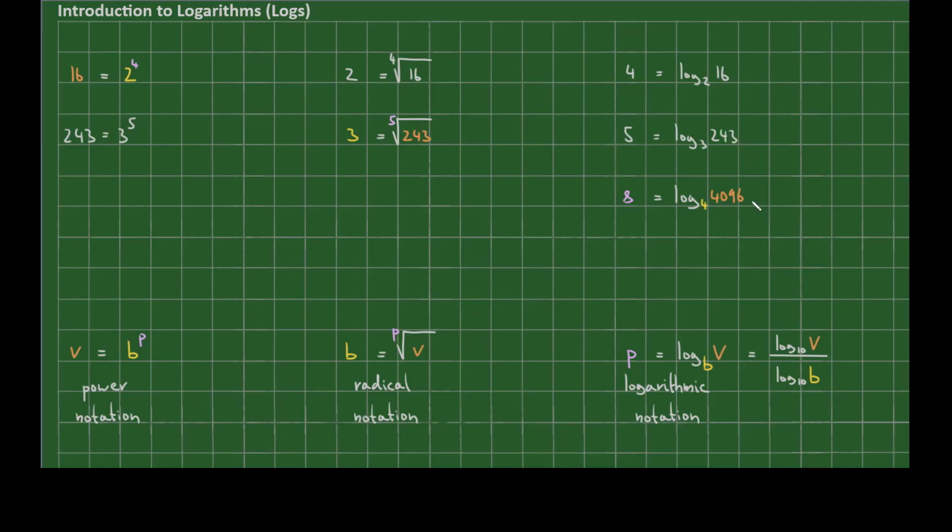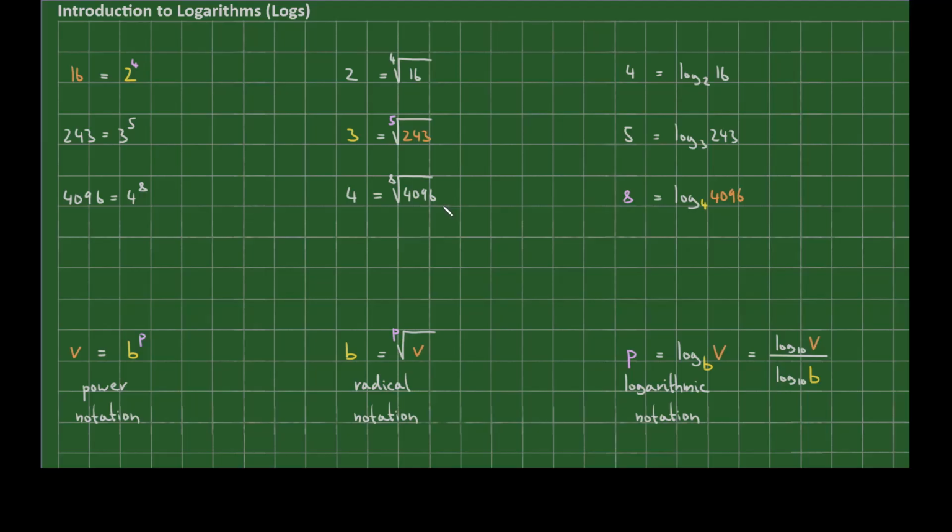In case of the third expression, it has been given to us in logarithmic notation. I'm going to rewrite it using power notation. The value is 4096, and it is equal to the base 4 raised to the power of 8. In case of radical notation, we are solving for the base, so the base 4 would equal the 8th radical of the value 4096.